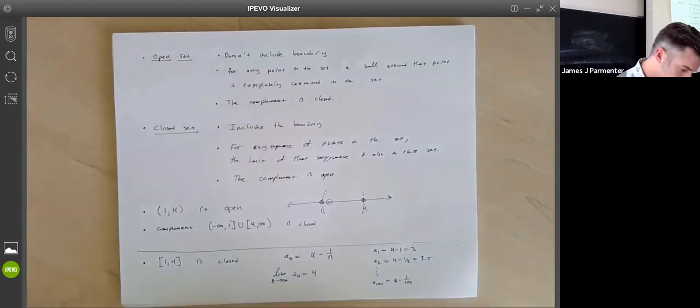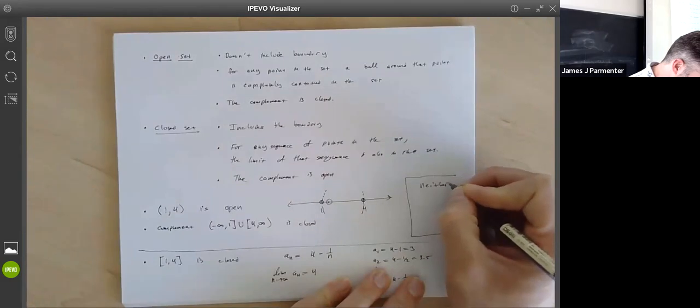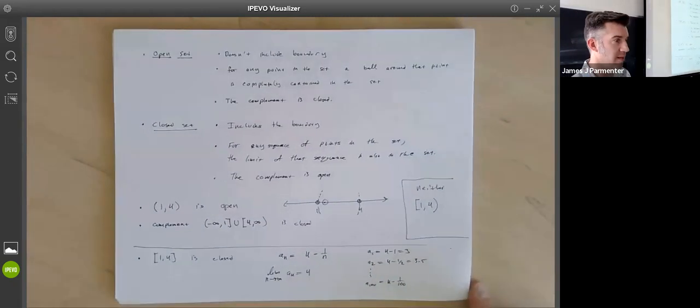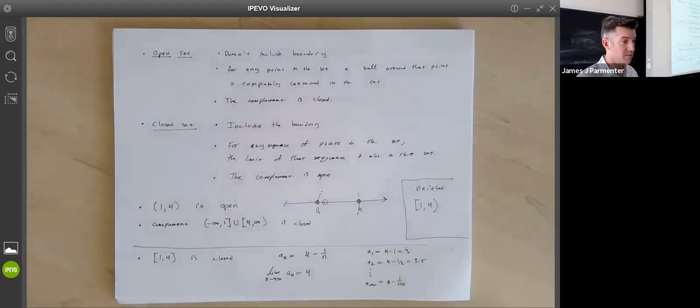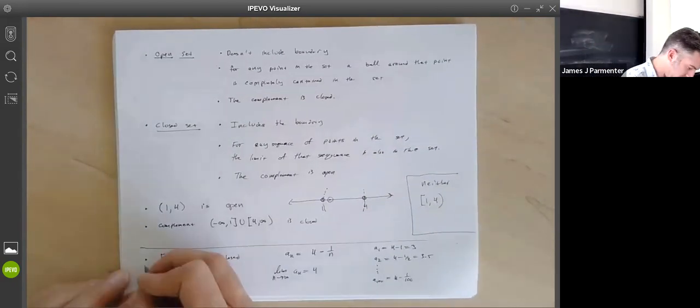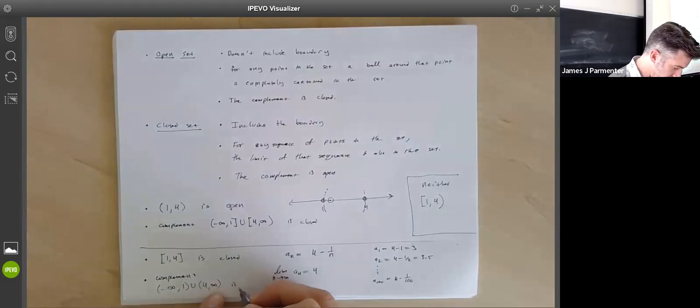And then just for fun, here's a set that's neither. That set is neither open nor closed. It doesn't contain all its boundary points, but you also can't get an open interval around any point that's in it and still be in it. So this is neither. I also want to point out the complement here is open. The complement, which is the set from -infinity to 1, union 4 to infinity, is definitely open.